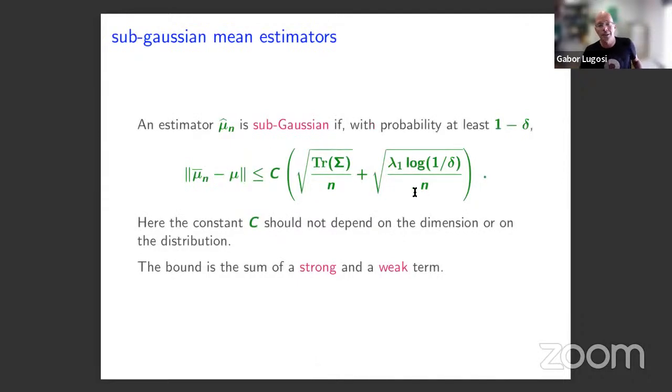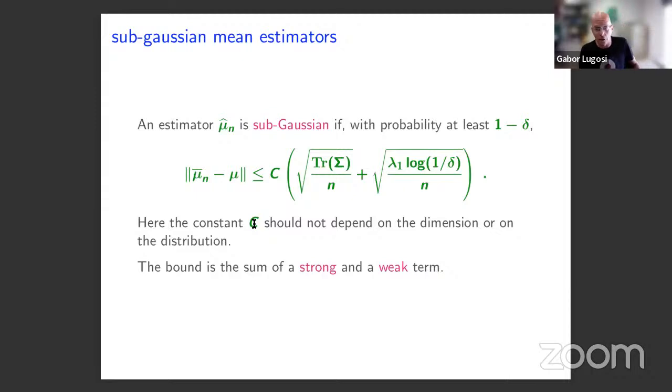So this is what we now call a sub-Gaussian performance, right? Inspired from the Gaussian example, this is our goal. So the question is, do there exist estimators such that for all distributions with a finite covariance matrix, with probability at least one minus delta, the Euclidean distance of this estimator from the mean is bounded by some universal constant times the sum of these two terms that depend on the trace and the spectral norm and the Frobenius norm of the covariance matrix. Okay, so I emphasize that this constant C should be a universal, a numerical constant. It should not depend on the dimension or on the distribution.